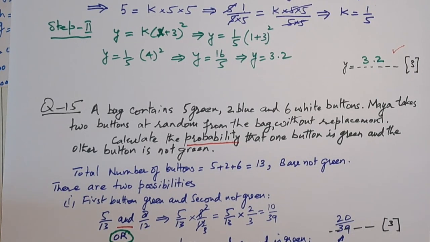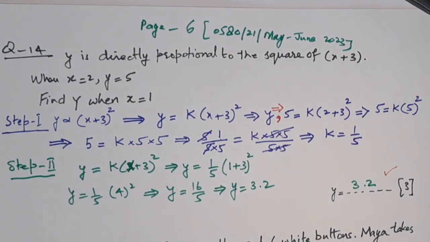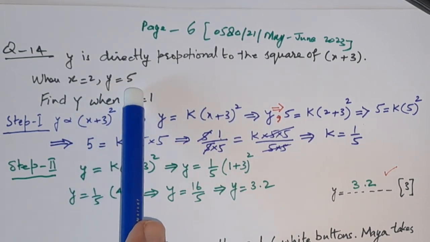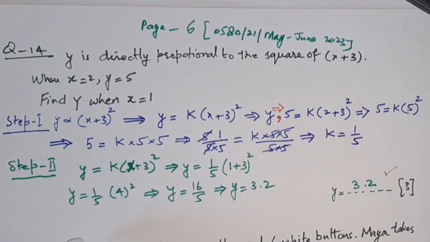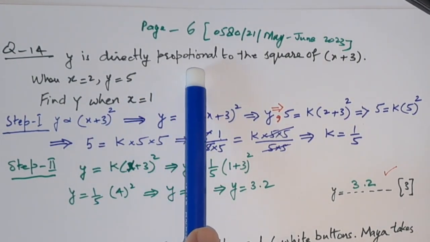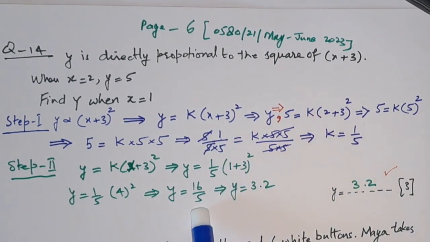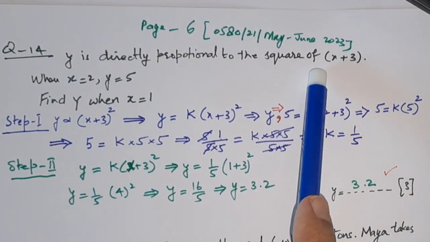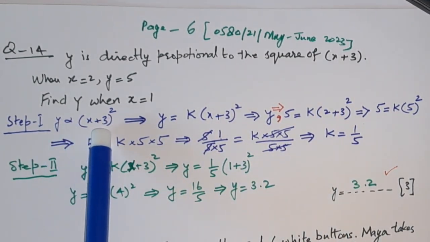Question 14 is a proportionality question, and it reads y is directly proportional to the square of x plus 3, when x is equal to 2, y equal to 5. And we have to find y when x is equal to 1. Step 1 in the proportionality question is to calculate the constant of proportionality. So what we do is, if you read this, y is directly proportional to the square of x plus 3, we convert it into the proportionality equation.